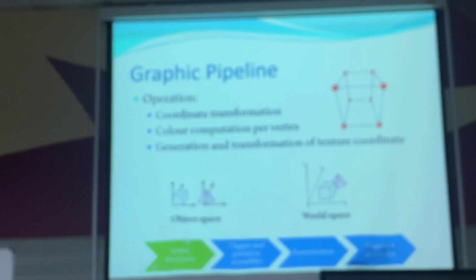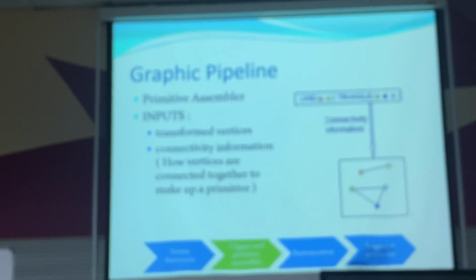Okay, this is what it did in the vertex processor. So after you have all these points, next we'll pass to this clipper and primitive assembler. You already have the point here. This is our text point.